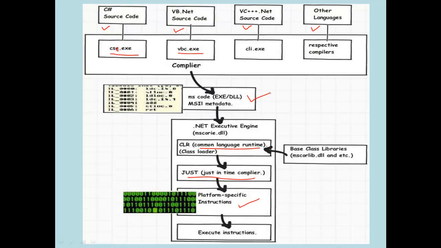So you write your code in your language. The language compiler compiles your code into a half or partially compiled code called the IL code. The CLR, which is the heart of your .NET engine, takes this IL code, gives it to the JIT, and then the JIT compiles it to platform-specific instructions, and these instructions are executed, and in that way your application is executed.